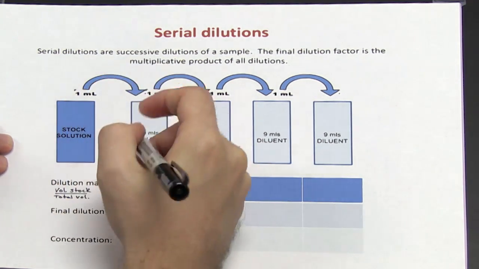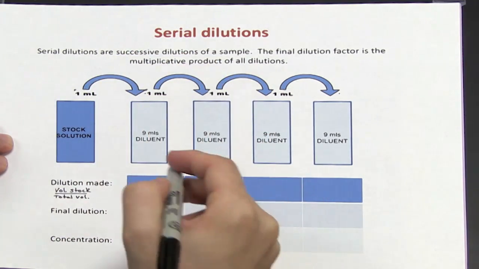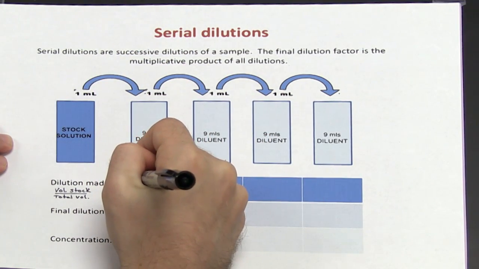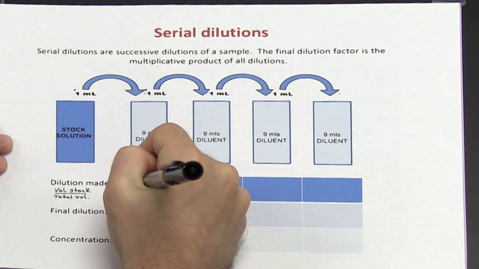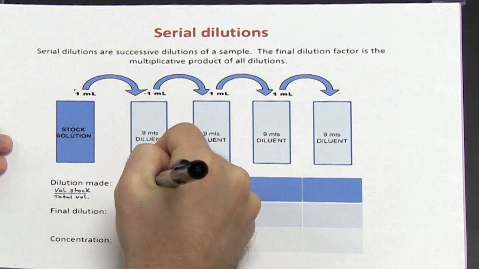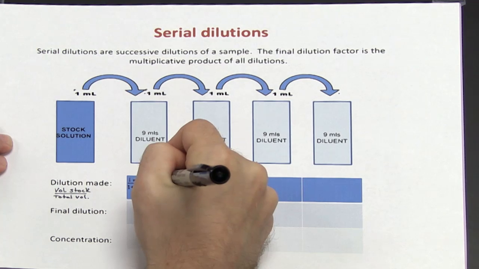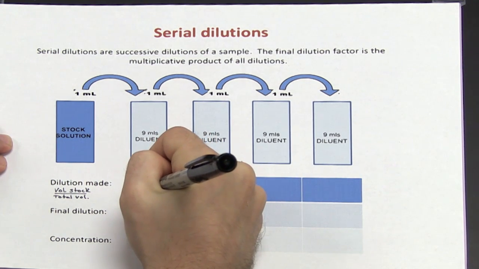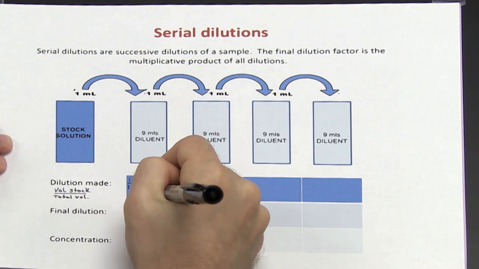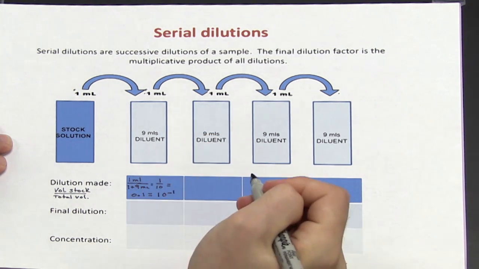I'm taking 1 ml and I'm adding it to 9 mLs. So my dilution is going to be 1 ml divided by 1 for the stock plus 9 for the diluent, and that gives me a 1 to 10, which is the same thing as 0.1, which is the same thing as 10 to the minus 1 dilution.